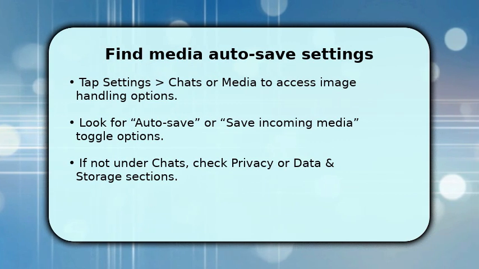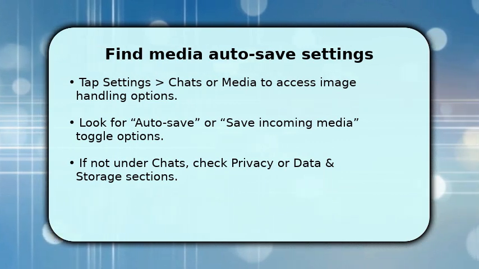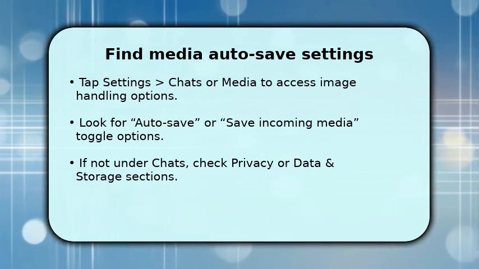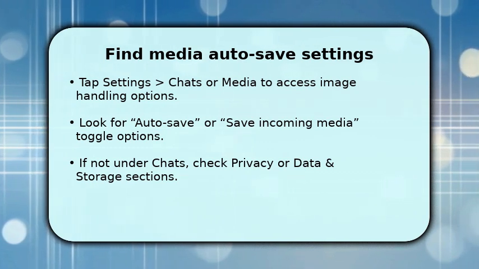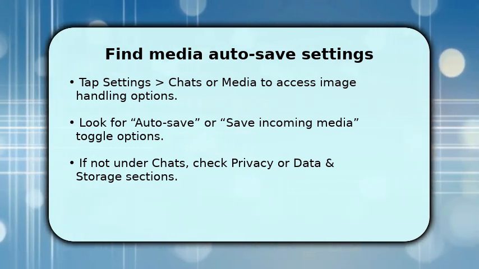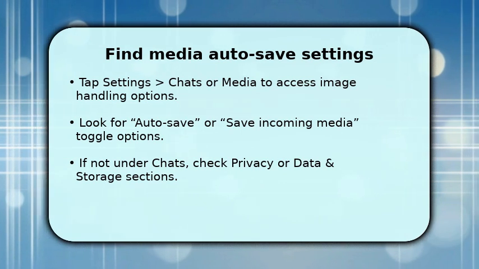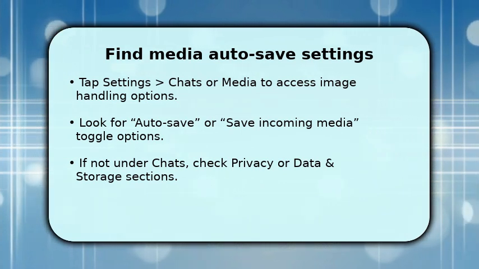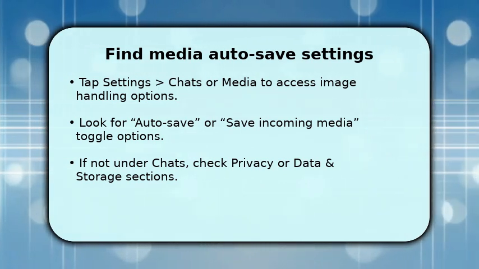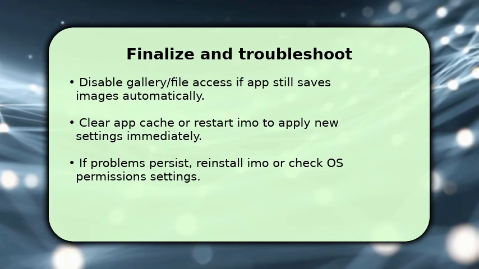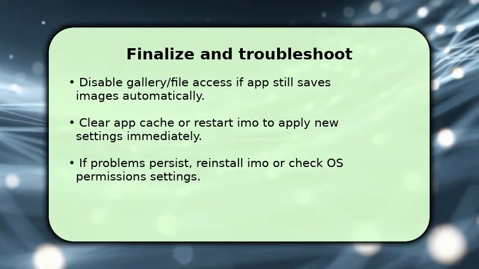Make sure to check any submenus for Wi-Fi only versus all connections, because some apps separate auto-download from autosave. If toggles appear grayed out, you may need to revoke gallery permissions first. Once changed, recheck the toggle so the new behavior takes effect. Finish by confirming the toggle is off and testing with a new incoming picture.